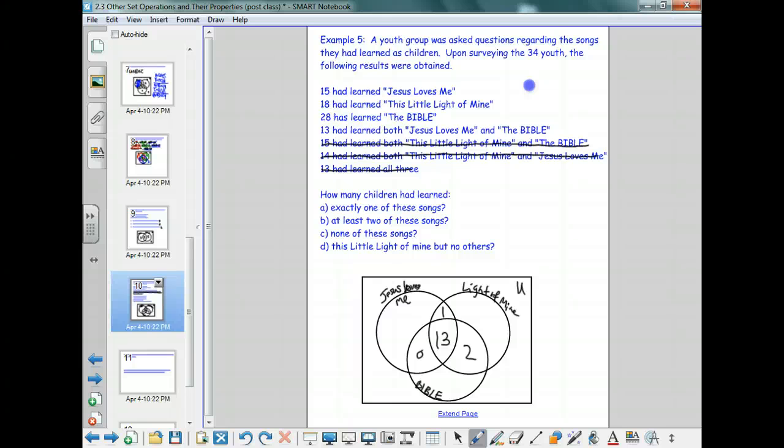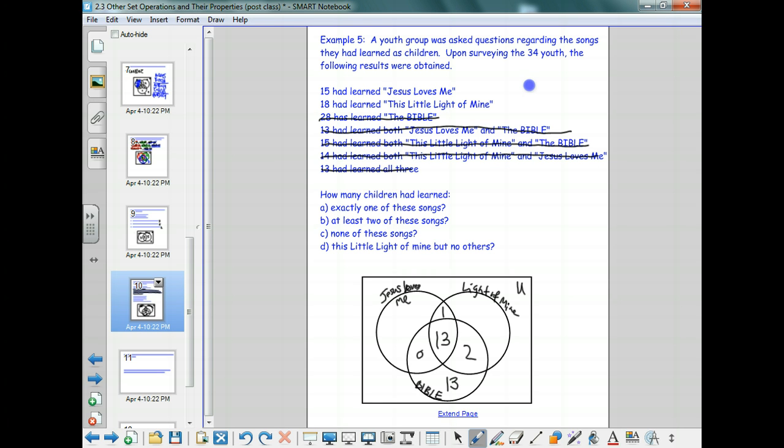Working our way up. We've got now the 28 had learned the B-I-B-L-E. What are we going to do with that information? 28 minus 15. Because I've got 13 here and I've got 2 there. So what's that going to give me? 13. I have 13 people out here then? All right, good.